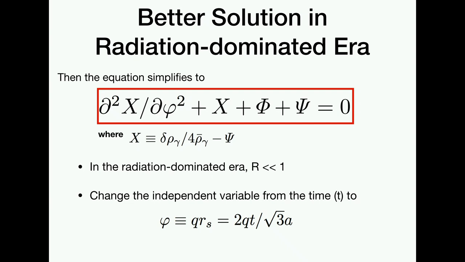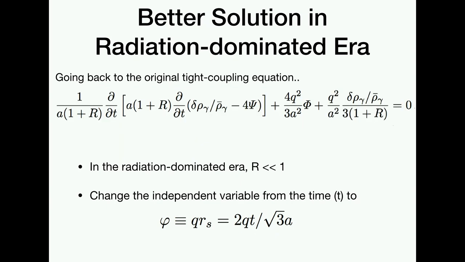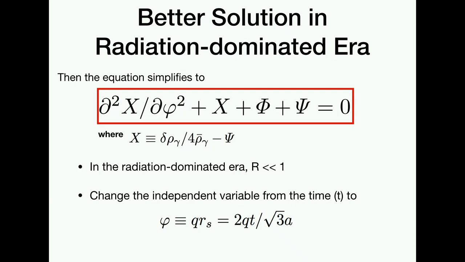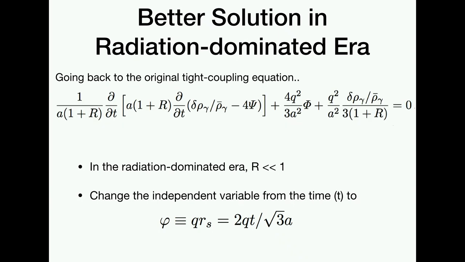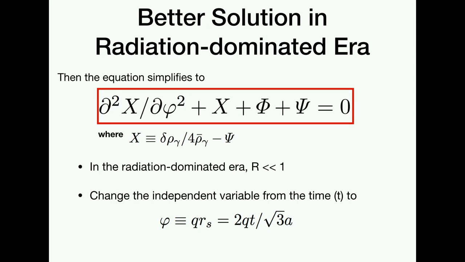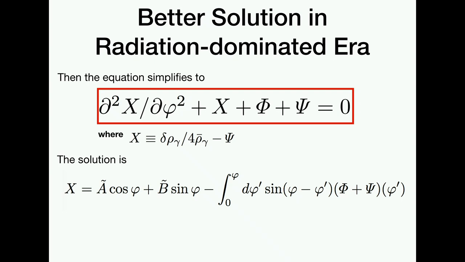Looks like we can solve this. This x here is delta rho_gamma over 4 rho_gamma minus psi, that's the argument here, okay? And I'm also taking the approximation that psi is equal to phi, which is not exactly right, but it's good enough for getting the understanding. All right, looks like we can solve this. Indeed, you can solve that. That's a solution. So you have cosine, sine, but then you have the term that's coming from the time evolution of phi and psi, okay?